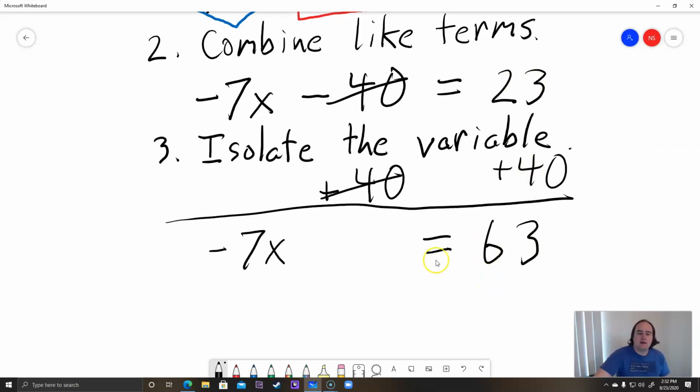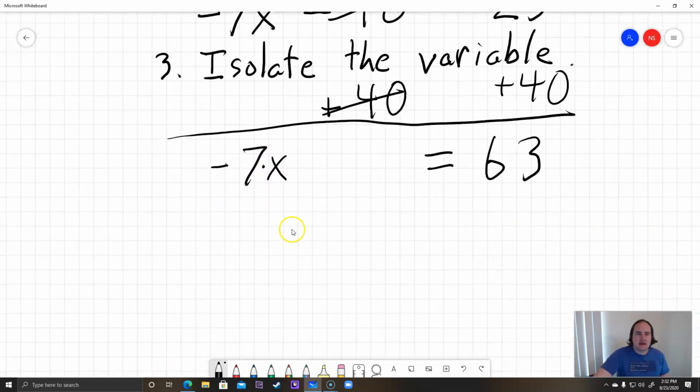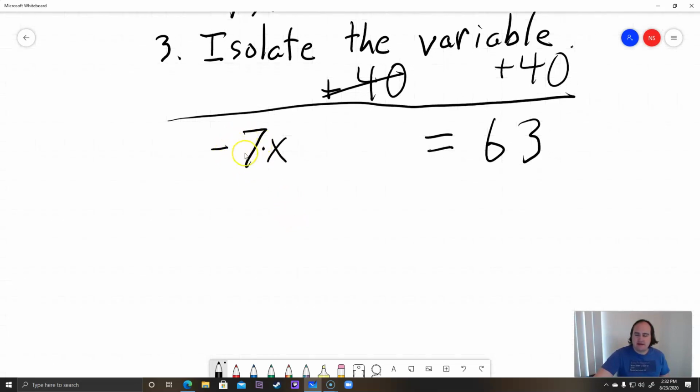All right, and then how do I finish isolating x? Well, I have to get rid of the negative 7. And remember, that's not negative 7 plus x. That's negative 7 times x. So what's the opposite of multiplying by negative 7? Well, the opposite of multiplying is dividing. So to get rid of the negative 7 on the left side, we're going to have to divide both sides by negative 7. Okay, so that's going to be our last step.